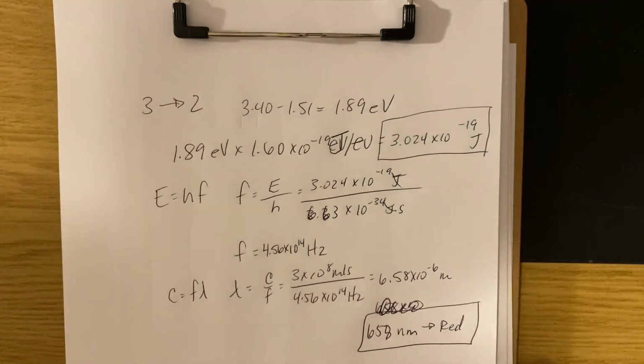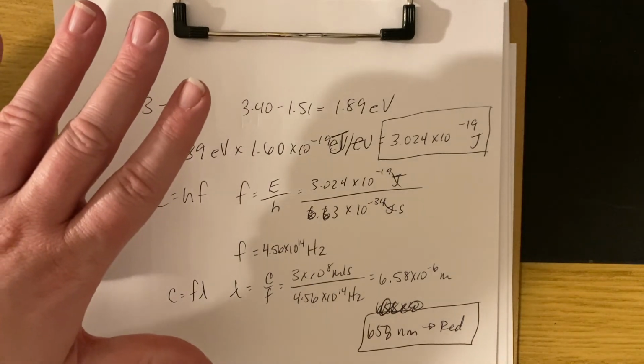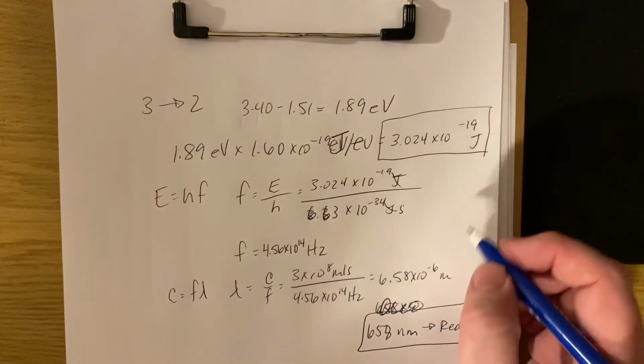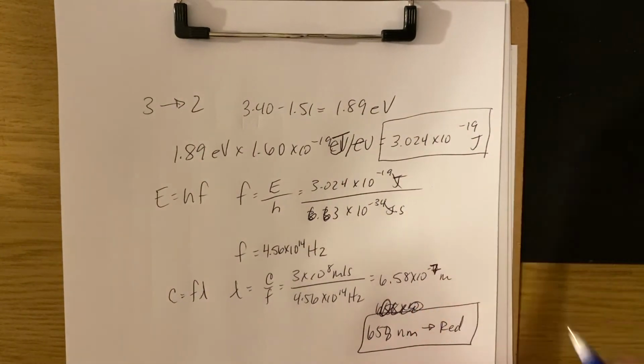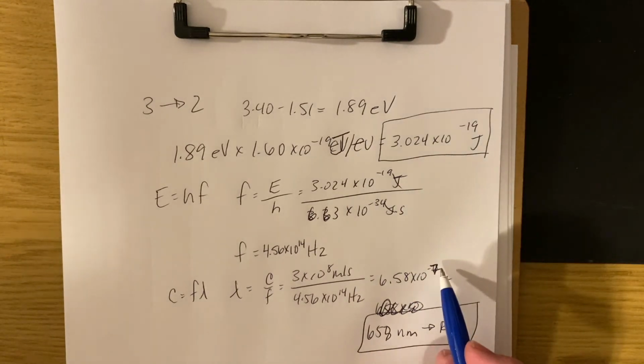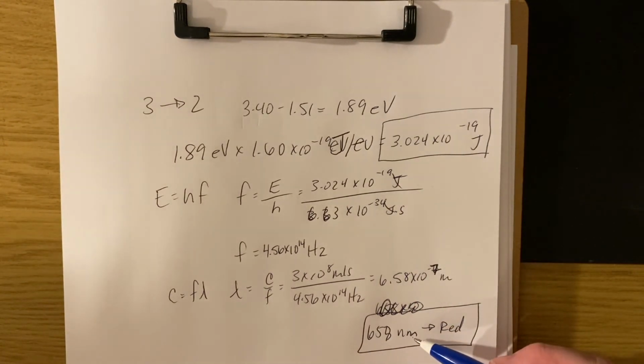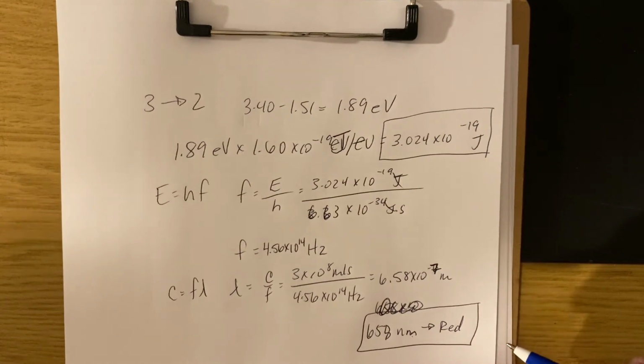So what we're looking at is this is times 10 to the negative 7th. Sorry, I put that wrong. 10 to the negative 7th, 658 nanometers, and we have a red line here.